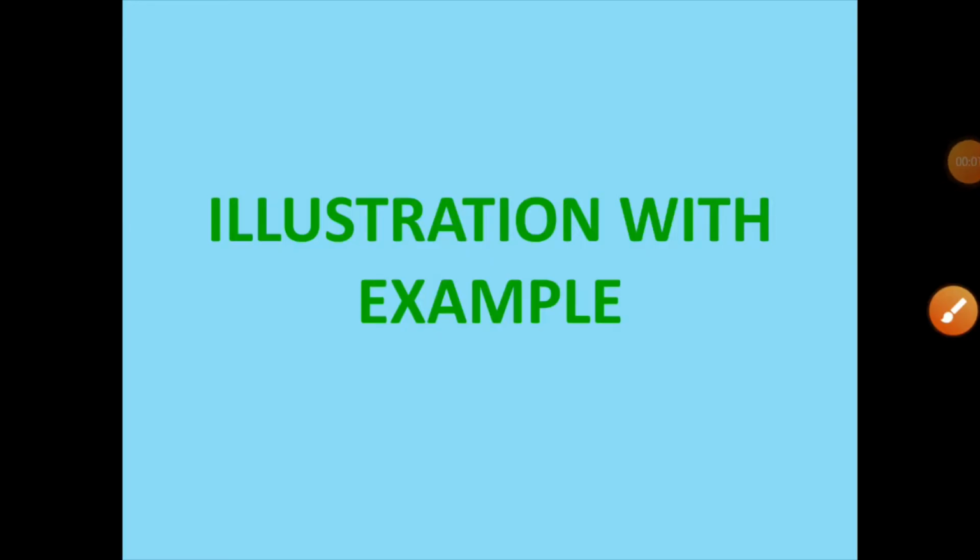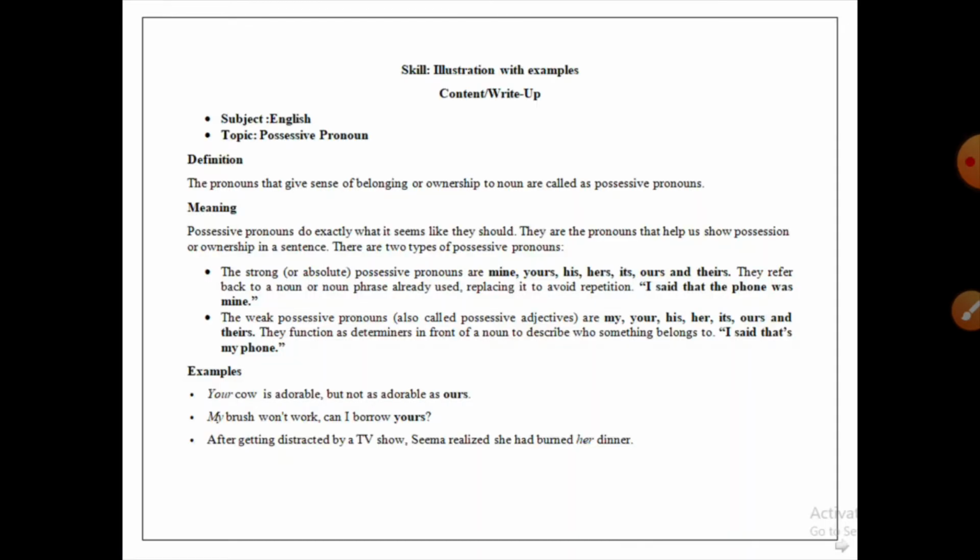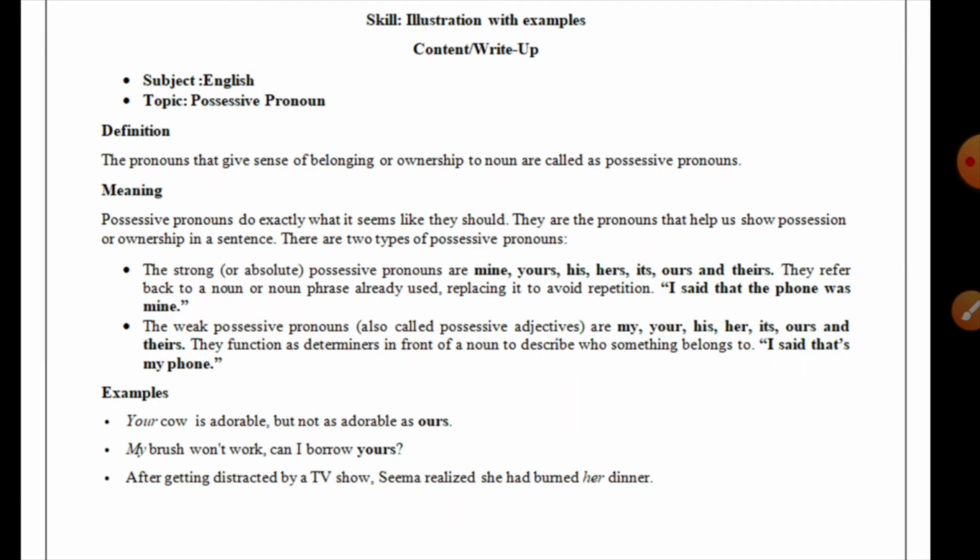Dear students, today let us learn how to write an episode on the skill of illustration with example. To write the episode, first you should have a write-up. Write-up is the literature related to your topic, that is, content. The subject is English, and my topic is possessive pronoun.